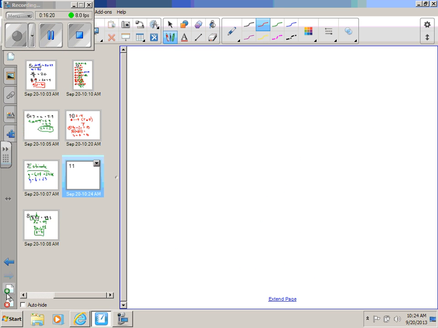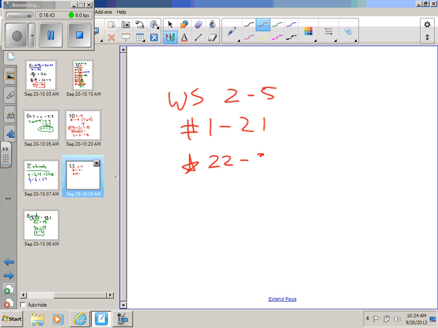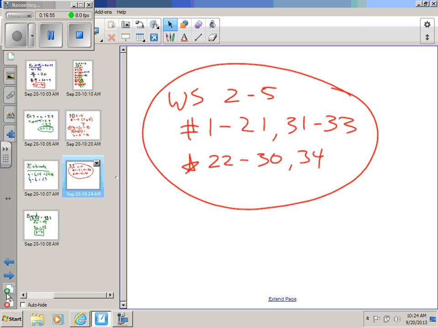So 2-5, 1 through 9. Let's rewrite this. We'll get it right. 1 through 21. Extra credit, 22 through 30 and 34. And you still have to do 31 to 33. So make sure you get that down correctly. The extra credit problems are the ones next to the star. The required problems are listed there.